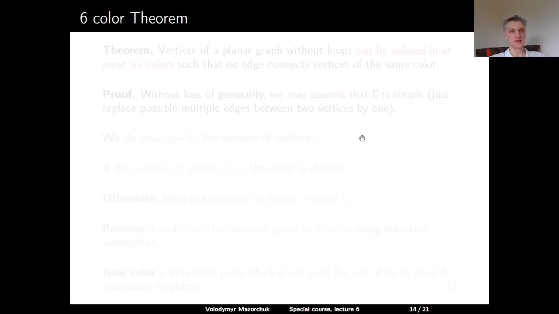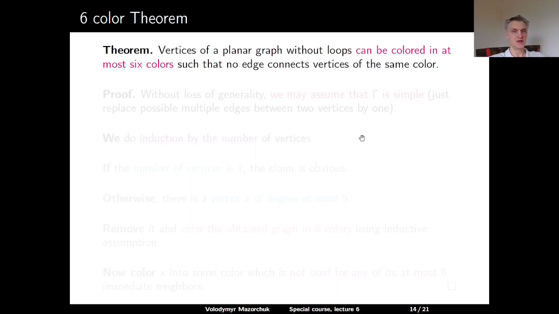Next, let us discuss colorings of the graph. We start with an easy statement, which is called the 6-color theorem. Theorem: vertices of a planar graph without loops can be colored in at most 6 colors, such that no edge connects vertices of the same color.